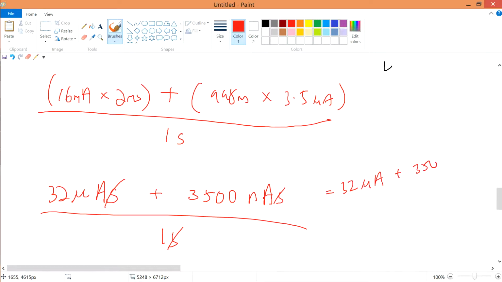plus 3500 nanoampere. I can change it, so 3500, I can divide, so 1 2 3, I will have 3.5. Therefore I have 3.5 microampere. Just math only. So if you add up together, you have 35.5 microampere.